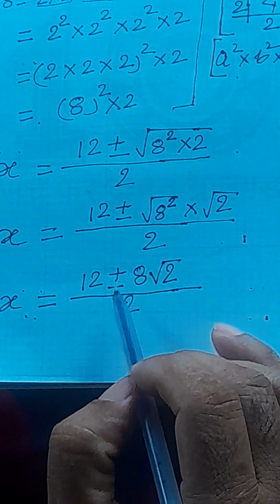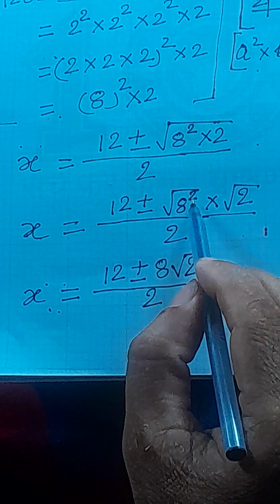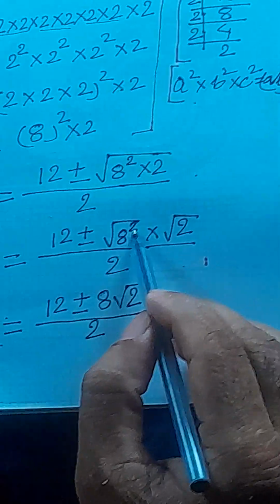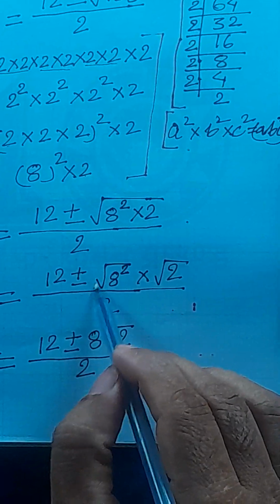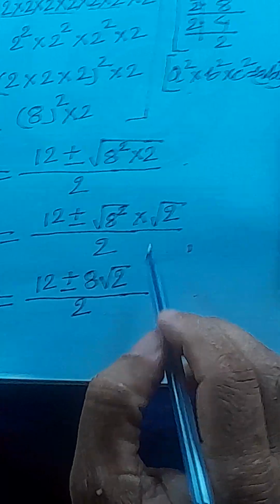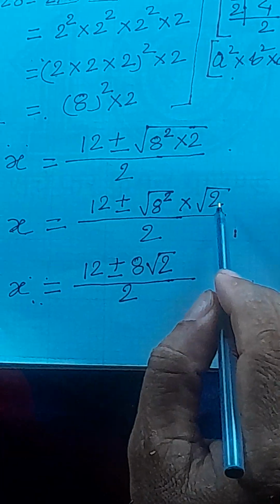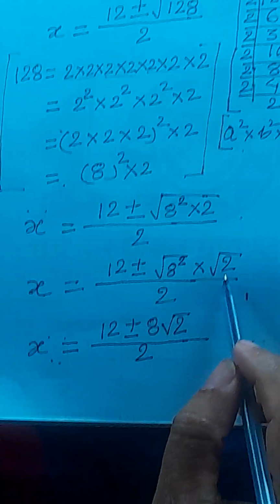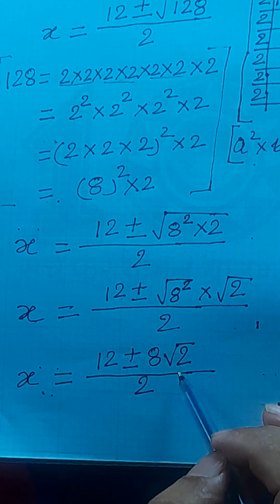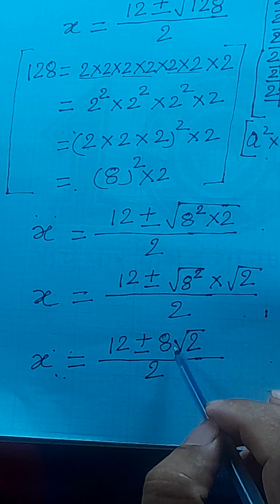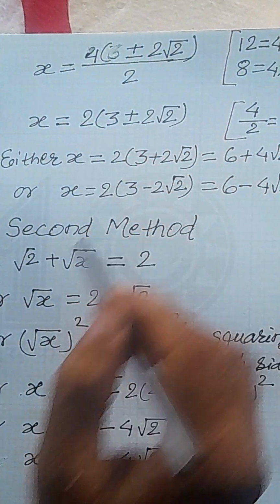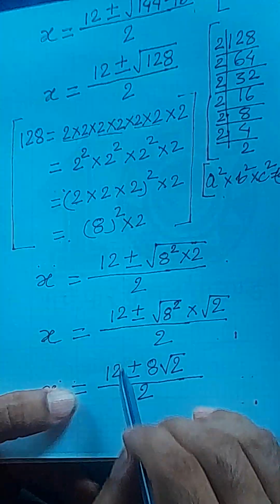So here 12 plus minus, here 8 square. This square eliminates this square root, so it becomes 8 under the square root, because there is no square root of 2 which can be written as a whole number, so it remains under square root 2. So now here this 12, now we have to take common.